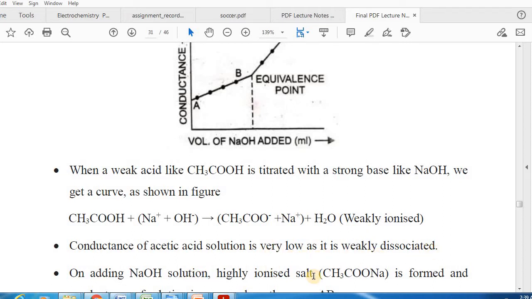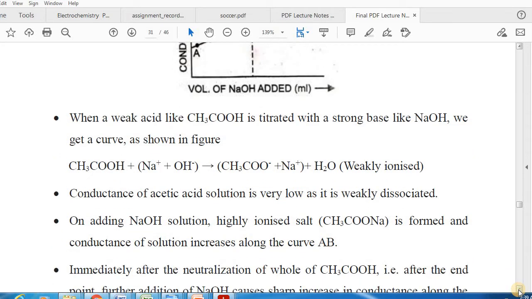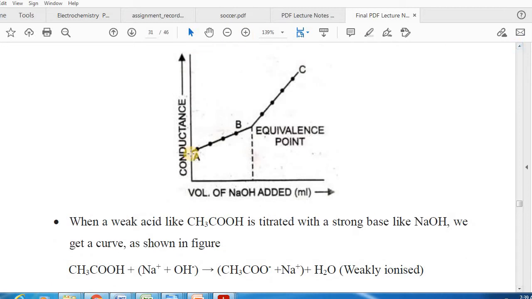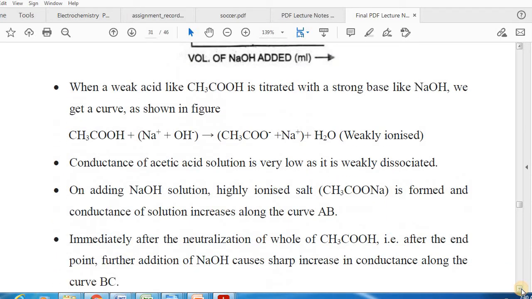On adding NaOH solution, what happens? The highly ionized salt sodium acetate is formed and the conductance of the solution increases along the curve AB. Along the curve AB, the conductance is increasing as initially we have weakly dissociated acetic acid. As NaOH is added from the burette, sodium acetate is formed and the conductance increases in this way.